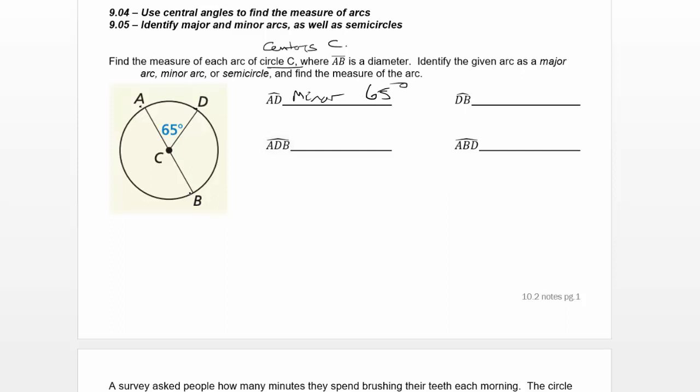DB is also a minor arc. It's less than half a circle. What's its size? Well, it's the size of this angle. And ACB is a straight line, so the whole thing is 180. This piece is 65, which means that this angle is 115. So arc DB is also 115 degrees. ADB is made by a diameter. It is 180 degrees, and it's exactly half a circle.